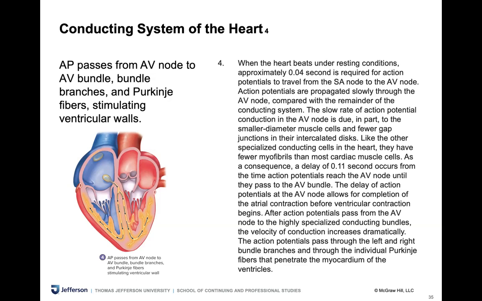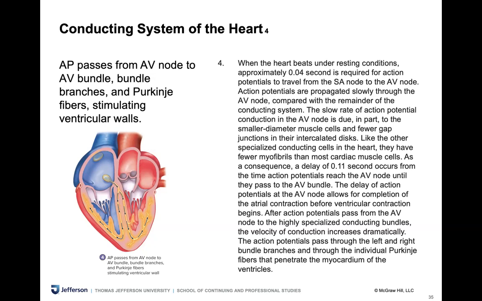Like the other specialized conducting cells in the heart, they have fewer myofibrils than most cardiac muscle cells. As a consequence, a delay of 0.11 seconds occurs from the time the action potential reaches the AV node until it passes to the AV bundle. The delay at the AV node allows for completion of the atrial contraction. So you want to make sure the atria contract and expel most of the blood into the ventricles, and this has to occur before ventricular contraction begins.